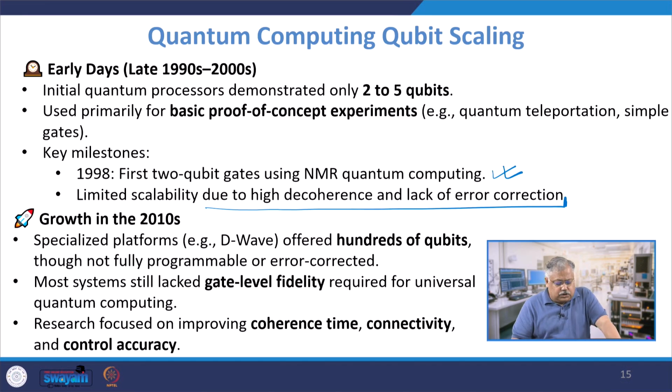Most systems still lack gate level fidelity, and if you want to do a good amount of quantum computing, you require gate level fidelity. Your coherence time, connectivity and control accuracy were not relatively good, but were improving as we moved across the 2010 decade.